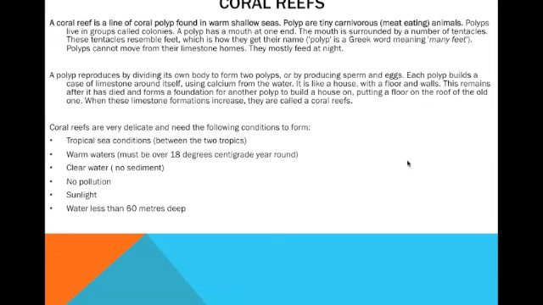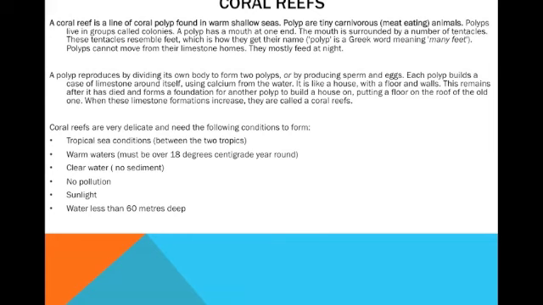So, coral reefs. A coral reef is a line of coral polyps found in warm, shallow seas. Polyps are tiny carnivorous, so meat-eating animals. Polyps live in groups called colonies. A polyp has a mouth at one end. The mouth is surrounded by a number of tentacles. These tentacles resemble feet, which is how they get their name, because polyp is a Greek word which means many feet.